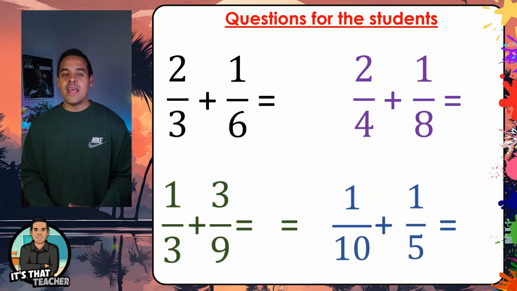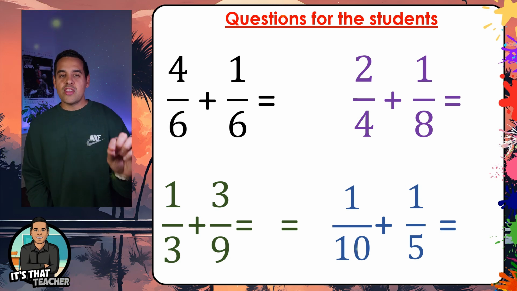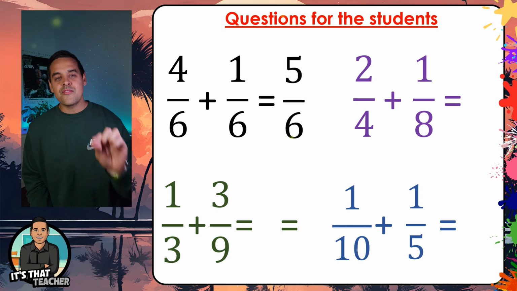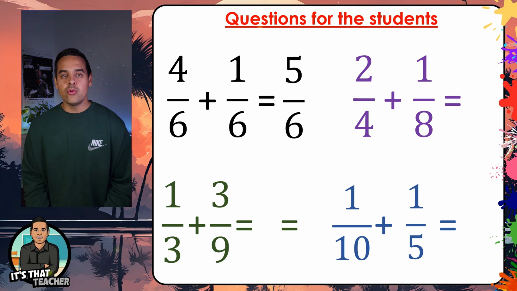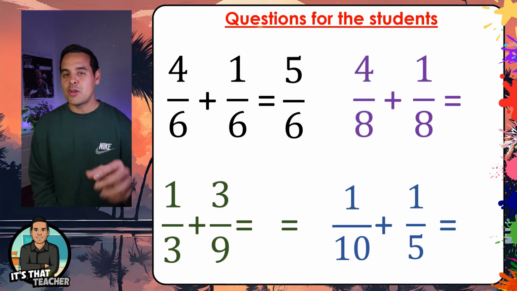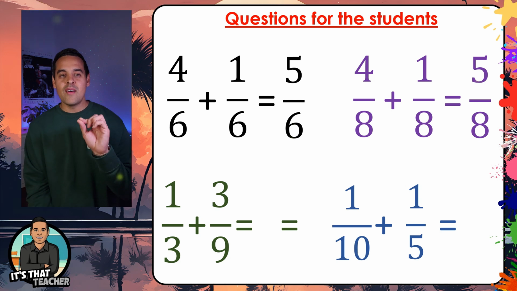Now, your answers here go as follows. We're going to go through each answer together. So, as you can see, the 2/3 changes into 4/6. Once we add that, your answer for the first question is 5/6. In question 2, the 2/4 changes into 4/8 because you multiply it by 2. Once you add the numerators, your answer here is 5/8.